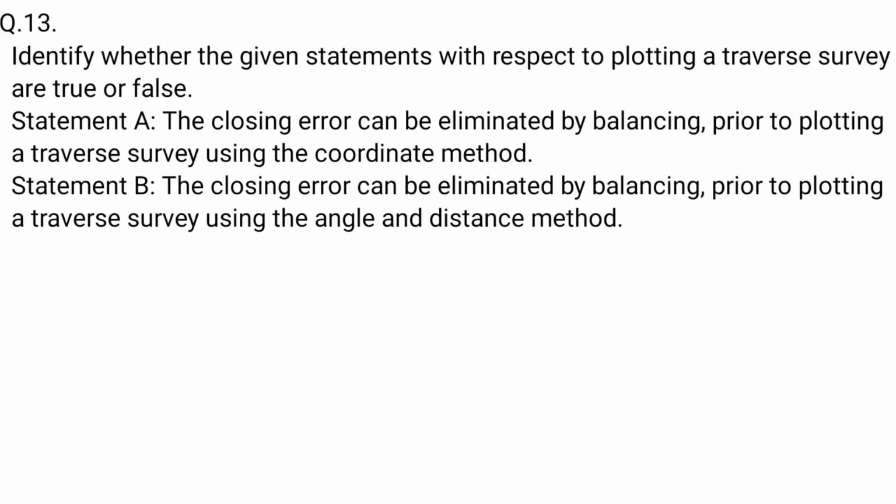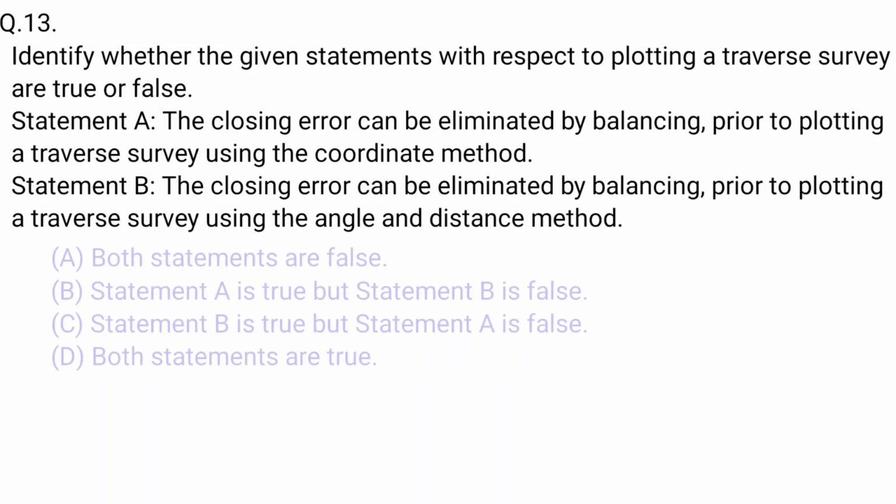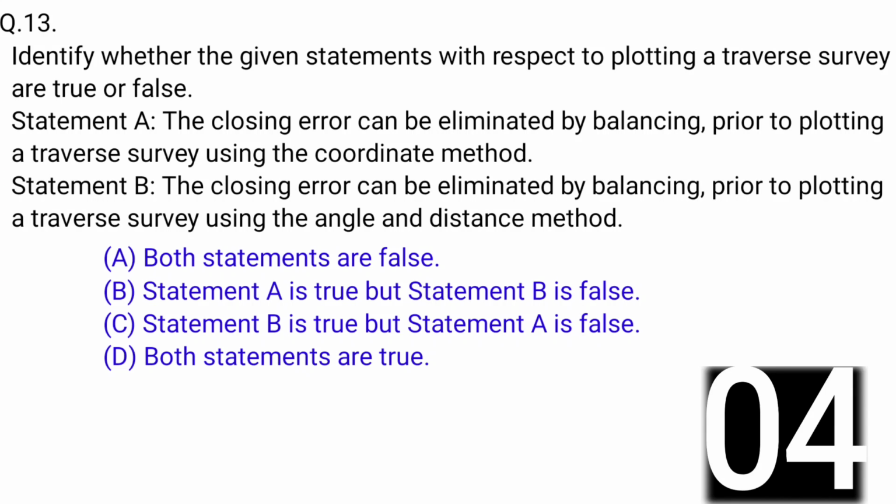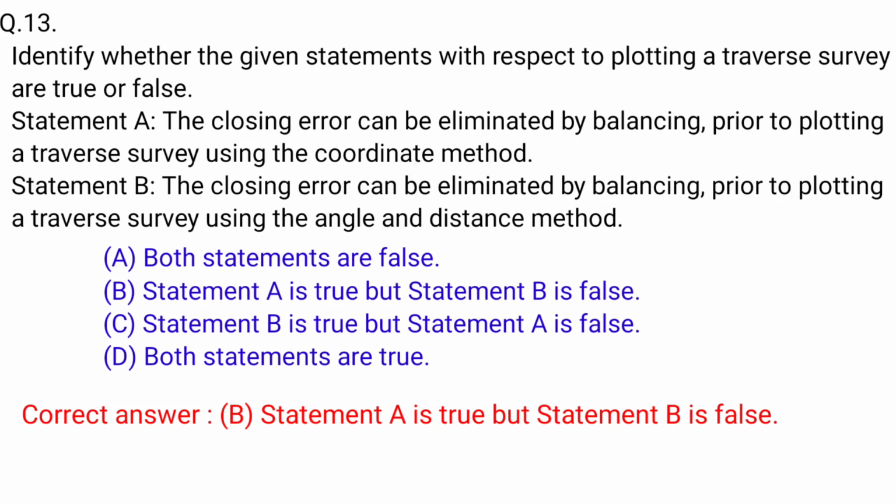Next. Question number 13. Identify whether the given statements with respect to plotting a traverse survey are true or false. Statement A. The closing error can be eliminated by balancing prior to plotting a traverse survey using the coordinate method. Statement B. The closing error can be eliminated by balancing prior to plotting a traverse survey using the angle and distance method. Options: A. Both statements are false. B. Statement A is true but statement B is false. C. Statement B is true but statement A is false. D. Both statements are true. Correct answer is option B. Statement A is true but statement B is false.